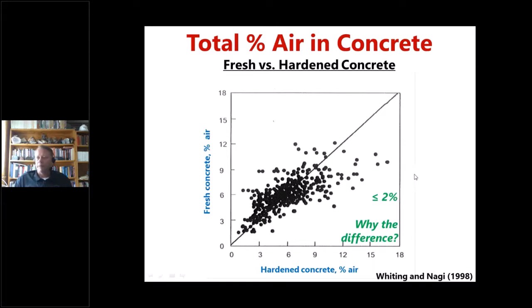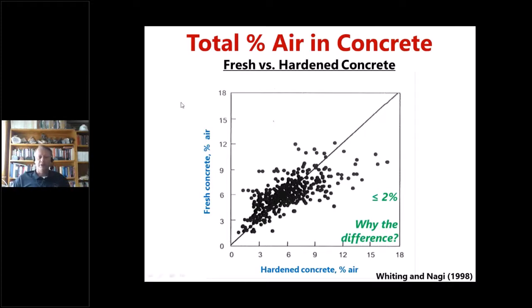Typically, we see a difference, maybe up to about 2% of air, between what's measured in the fresh concrete versus what's measured after it's hardened. And there's a lot of debate as to why that is. I'll just throw a couple ideas out, and y'all can think about it a little bit more.